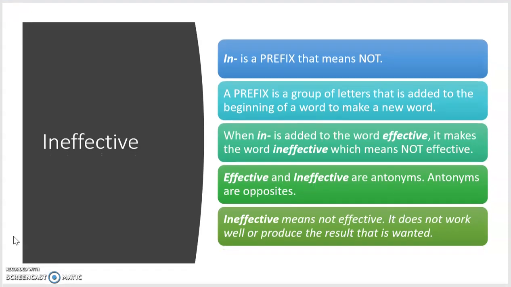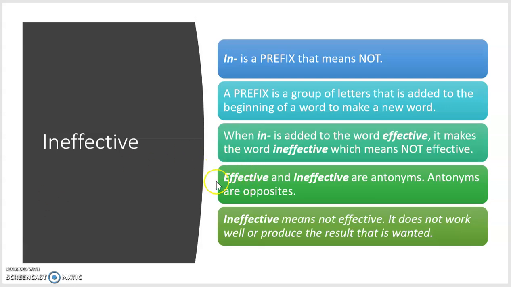The next word that we're going to talk about, so far we've discussed bizarre, effective, and now we're going to talk about the word ineffective. In is a prefix that maybe you've seen before, and it means not. So what is a prefix? A prefix is a group of letters that are added to the beginning of a word to make it a new word. So when we add in to the word effective, it makes the word ineffective, which then means not effective.